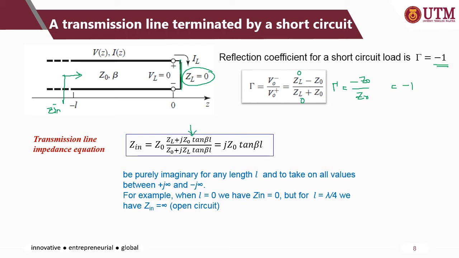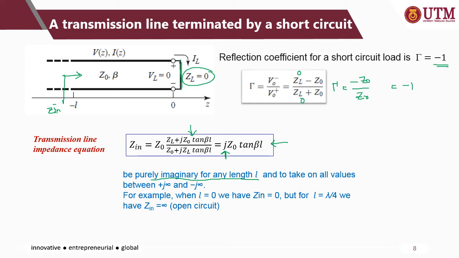Alright, so in terms of the Zin, from the simplified equation from the previous slide, for a transmission line terminated by a short circuit, the Zin can be estimated by this equation: jZ0 tan(beta L). Beta is the phase constant and L is the length of the transmission line, and we can see that the Zin is purely imaginary for any length of L. Okay, and the values taken are in between positive j infinity to negative j infinity.